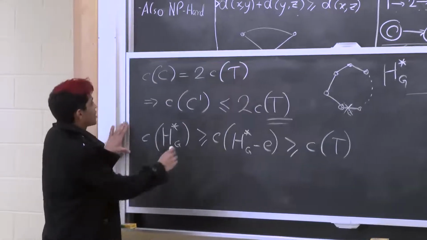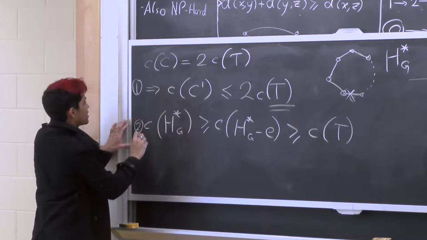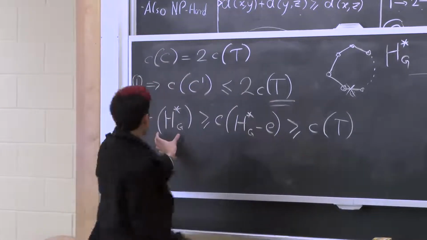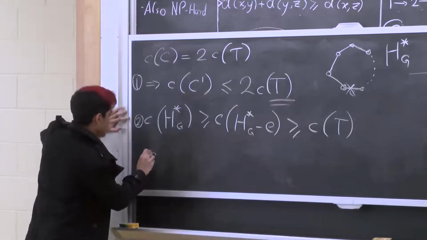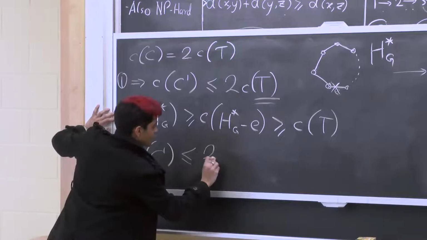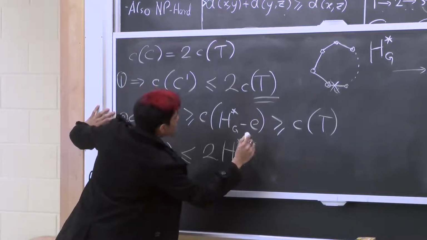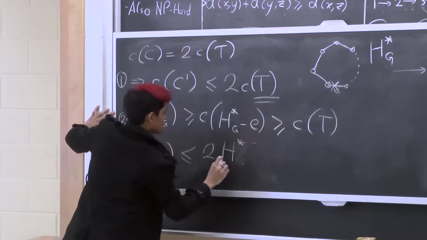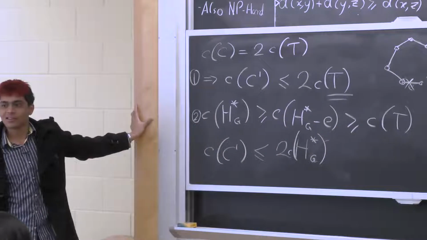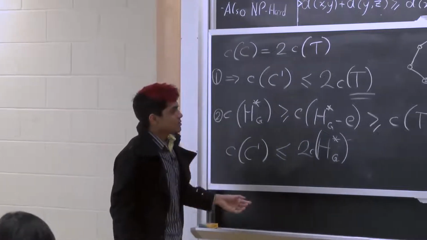So now combining this and this, you get cost of C dash is less than or equal to 2 times cost of C. But you know that cost of C is less than cost of H of G. So you get a 2 approximation. So does that make sense? Yeah? Okay. So that was a true approximation.